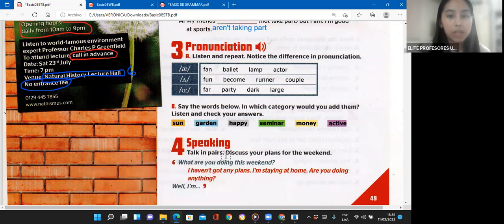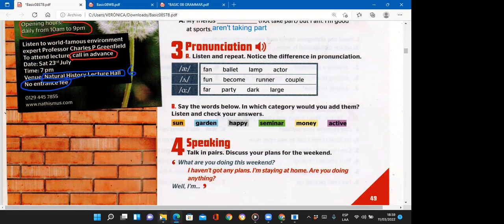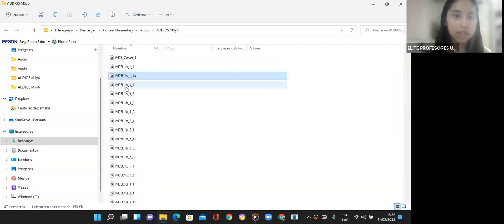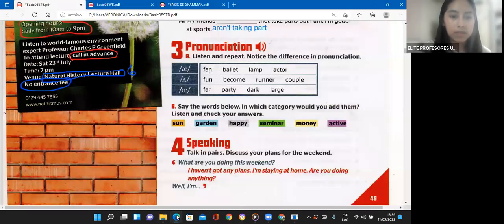Yes, you want me to put the audio? Yes. Okay, just to notice the pronunciation, okay? Three, pronunciation.